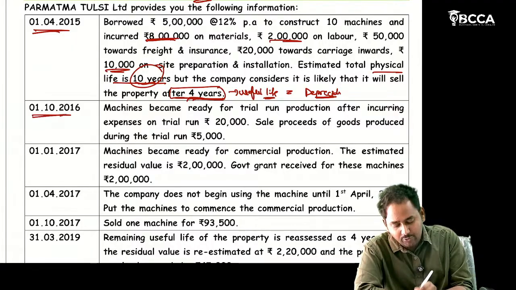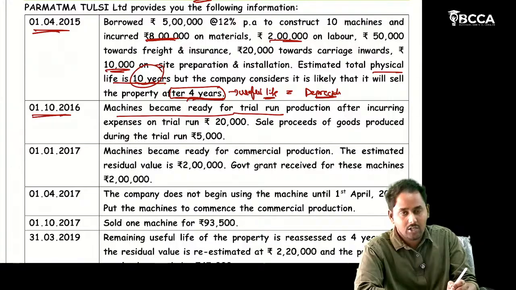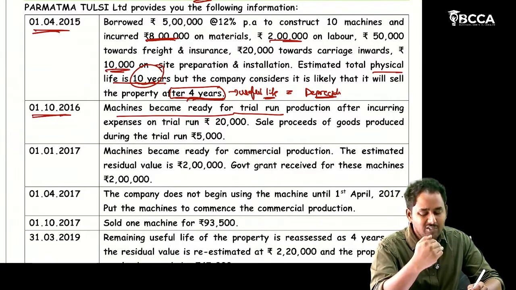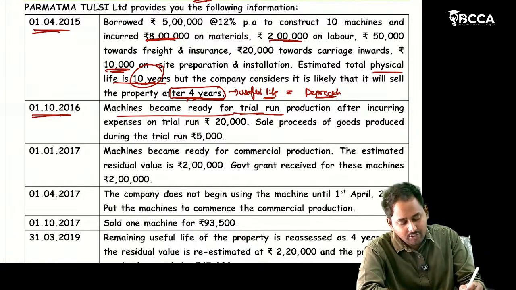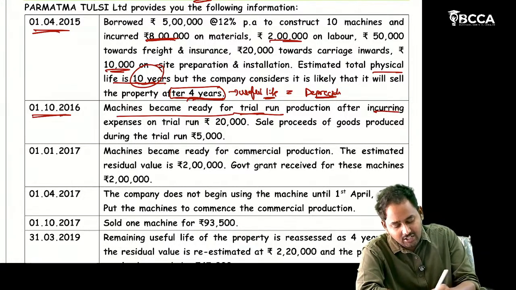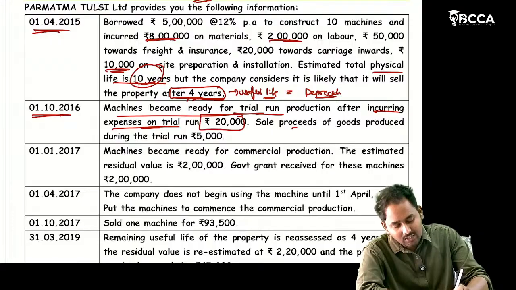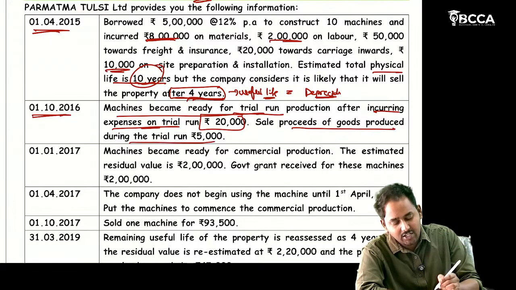Then on 1/4/2016, the machine became ready for trial run. It's not ready to use. The machine is ready, but not for use, only for trial run. So for trial run production, after incurring trial run expenses of 20,000, and the sale proceeds of the goods produced during the trial run were 5,000.